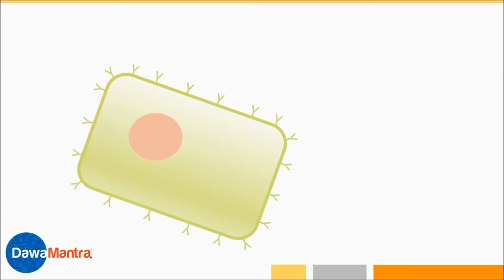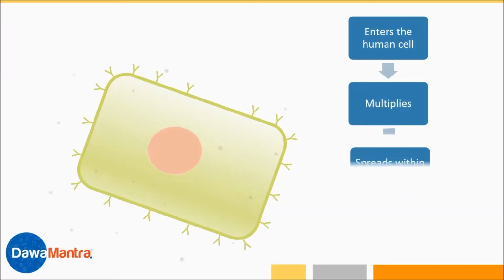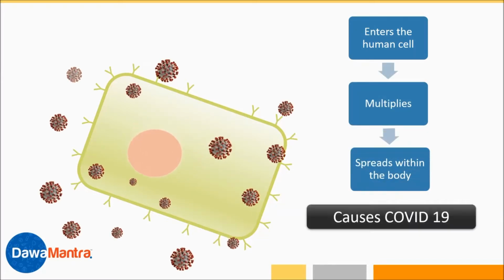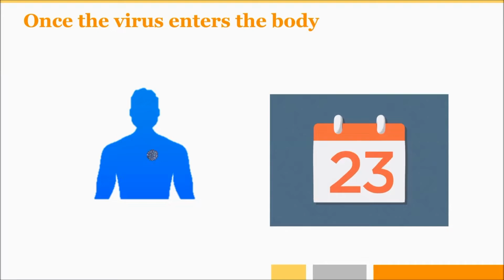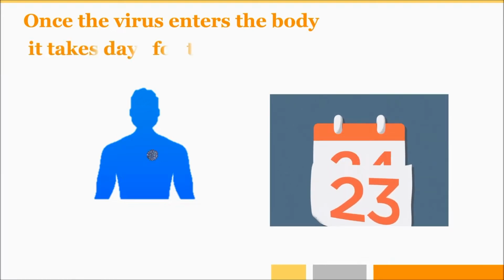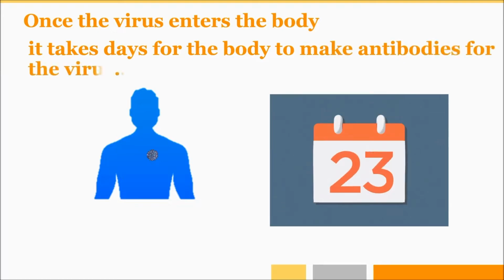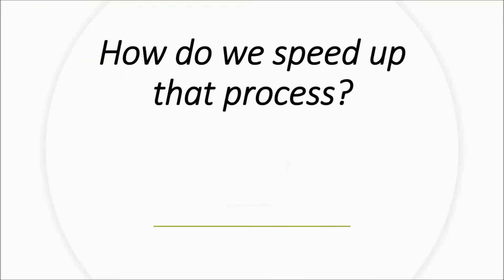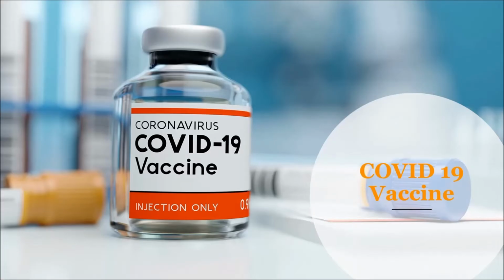The coronavirus enters the human cell with the help of these spike proteins and multiplies, which helps in spreading the virus within the body. This further causes the COVID-19 infection. The reason for this is, once the virus enters the body, it takes days for the body to make antibodies for the virus. However, by this time, the virus has already replicated and spread in the body. How do we speed up the process of making antibodies? That's the basic idea that the COVID-19 vaccine is working on.